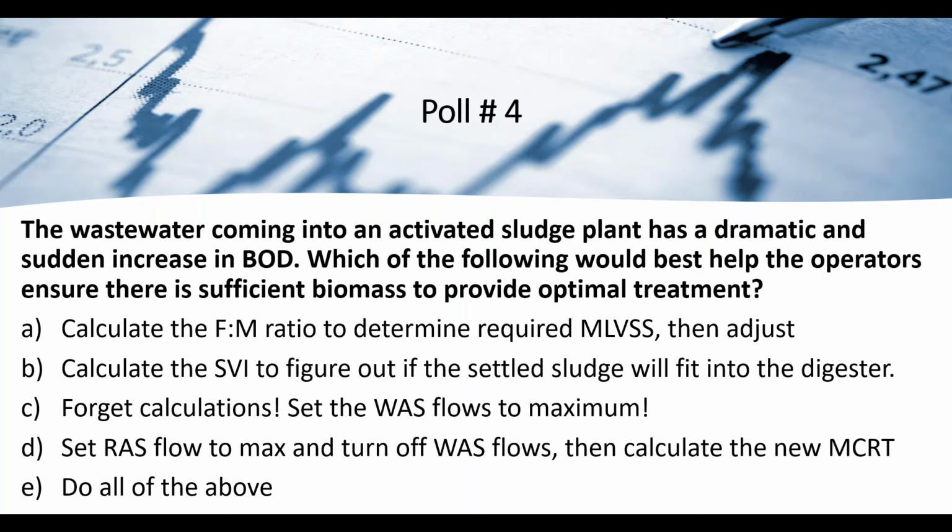And our last poll for today, you can indicate by sharing the letter. The wastewater coming in to an activated sludge plant has a dramatic and a sudden increase in BOD. So you have a lot more BOD coming in suddenly. Which of the following would best help the operators ensure there is sufficient biomass to provide optimal treatment? And just share the letter of the one that you think is the best.